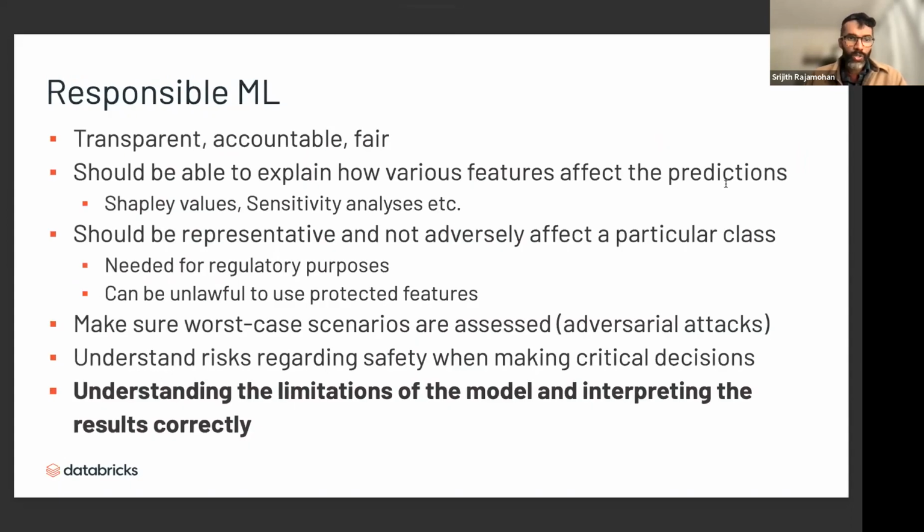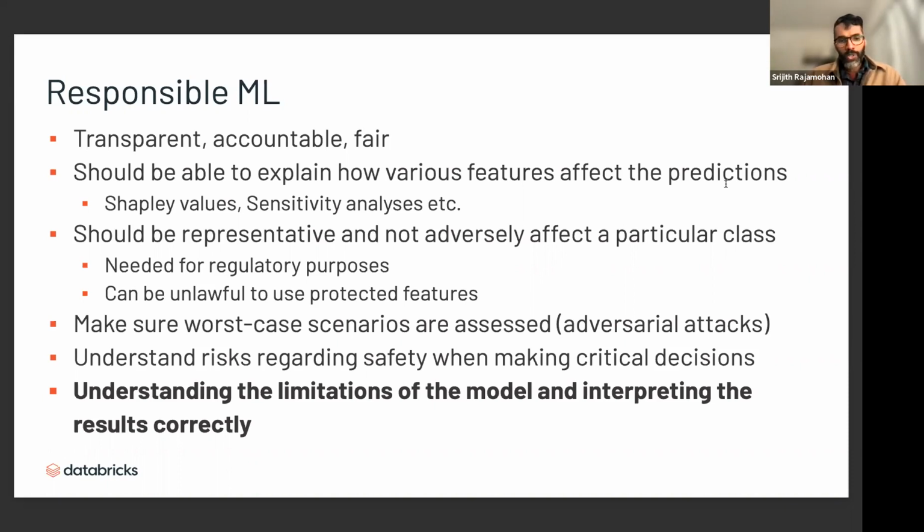So that brings us to responsible ML. What I mean by responsible ML is it has to be transparent, accountable, and fair. So you should be able to explain, for example, how various features affect the prediction. We already looked at that in Explainable AI. It should also be representative and not adversely affect a particular class. This is needed for regulatory purposes because it can be unlawful to use protected features.